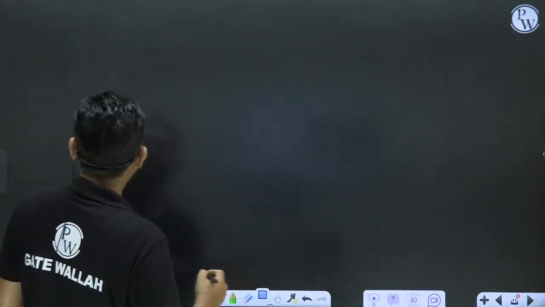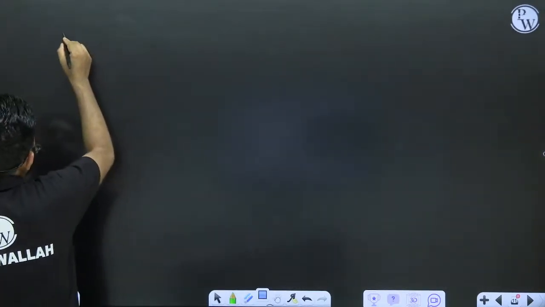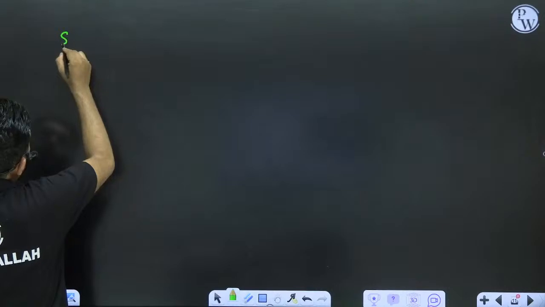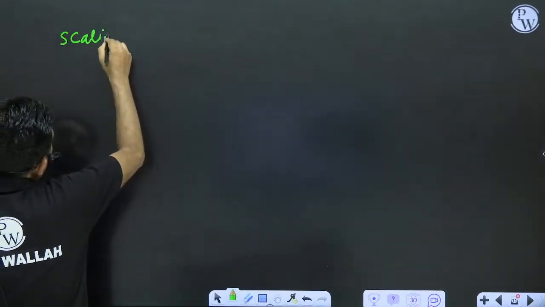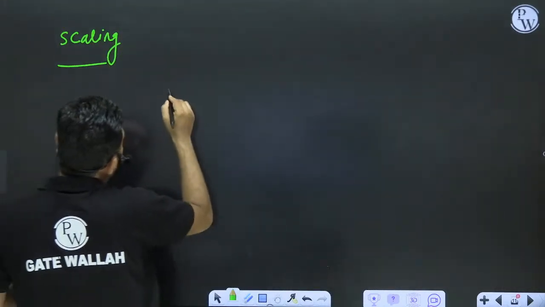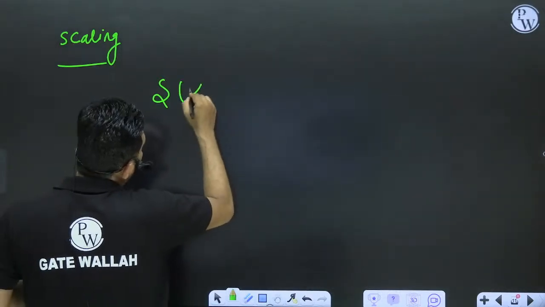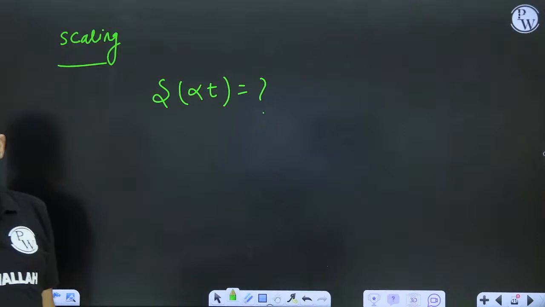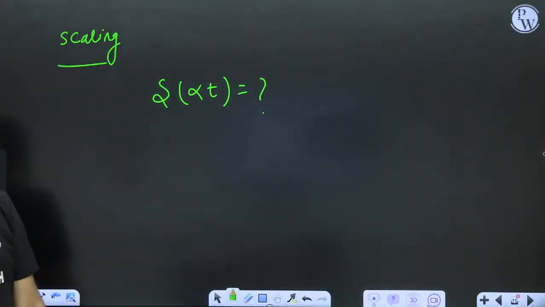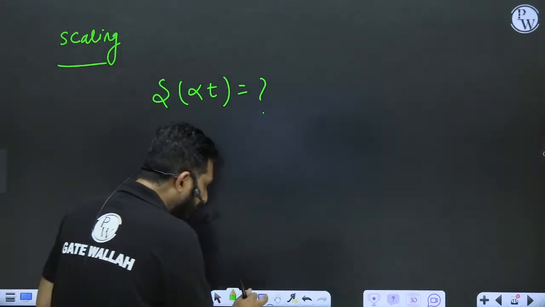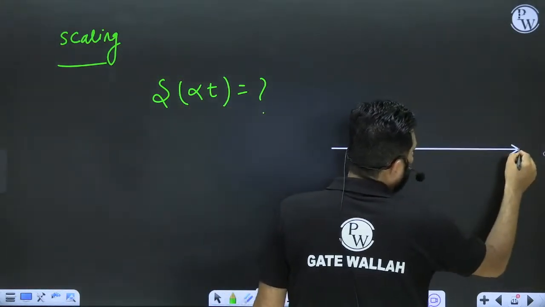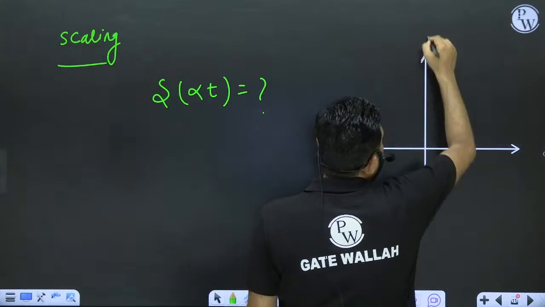Okay. Next point, let's consider scaling. The question is, what is delta of alpha t? That's one of the very important points. What is delta of alpha t? The answer to this can be dealt with by its pure definition.